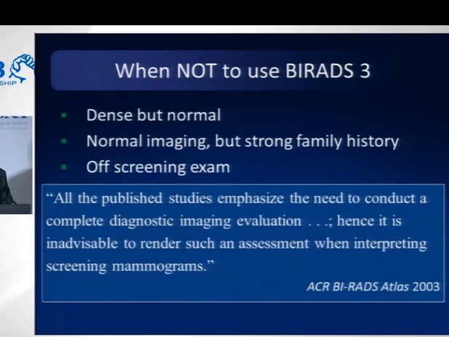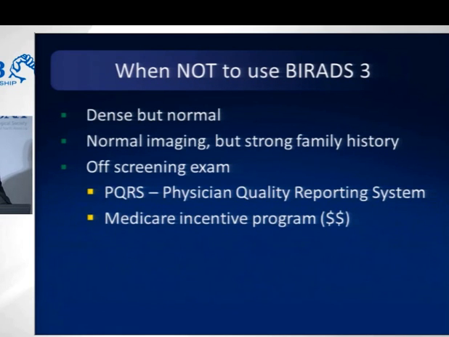In fact, the ACR manual itself says all the published studies emphasize the need to conduct a complete diagnostic imaging evaluation of probably benign lesions. Hence, it is inadvisable to render such an assessment when interpreting screening mammograms. So there it is in black and white, not off screening.